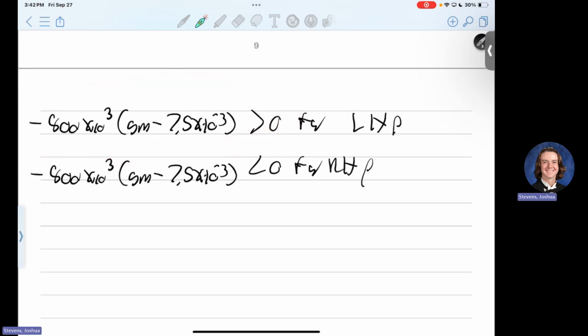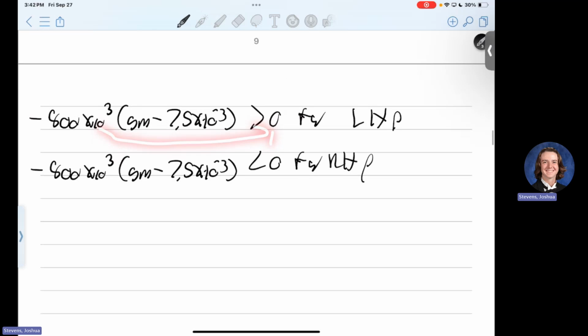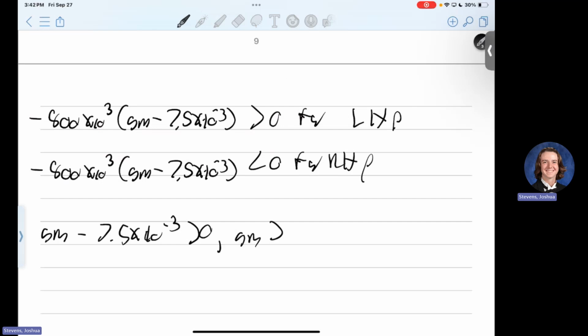You just divide over that negative 800, whatever. So that just becomes Gm minus 7.5 times 10 to the negative third is greater than 0. So that means that Gm has to be greater than 7.5 times 10 to the negative third. And Gm is a conductance, so it's in Siemens. Does that make sense?